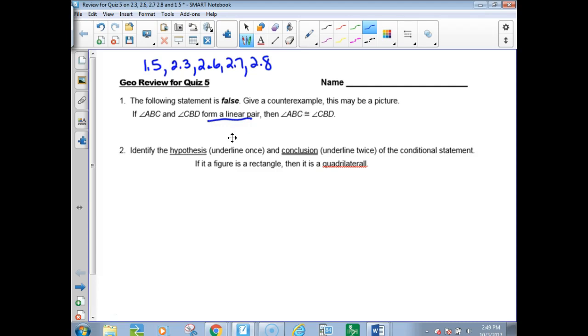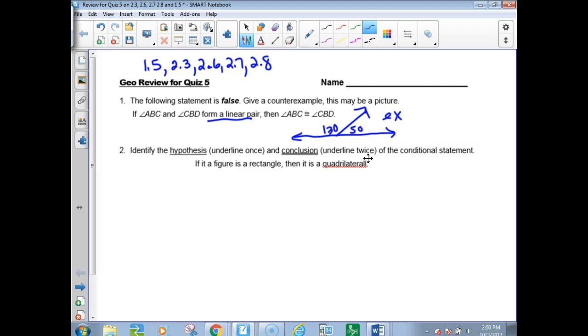So when you're trying to give a counterexample, you want this part to be true, and you want this part to be false. The conclusion is the part that you want to be false. That's the counterexample. So if you just give me a linear pair, all you have to do is draw any old line. You can draw a picture. You can just say, okay, they don't have to be equal. This could have been 130, and this one would have been 50 then. This is just an example of a counterexample. Okay?